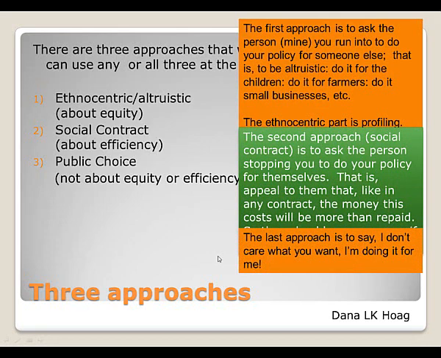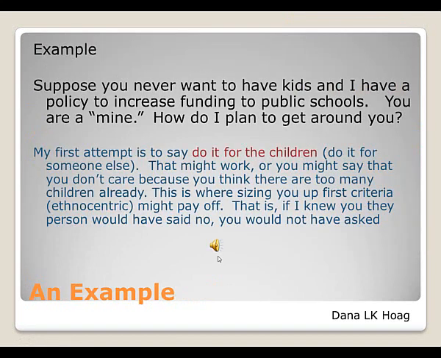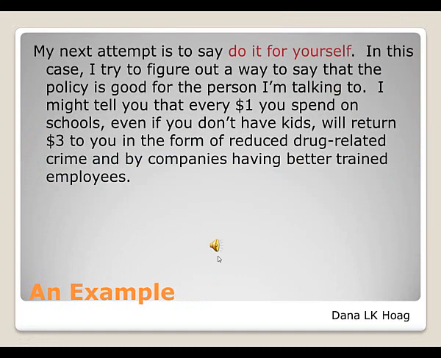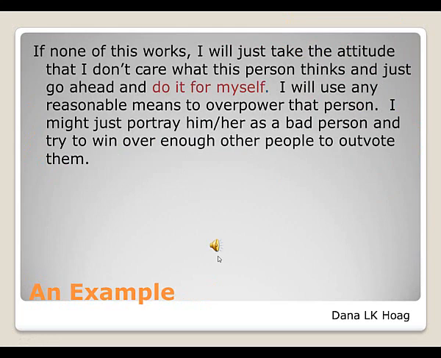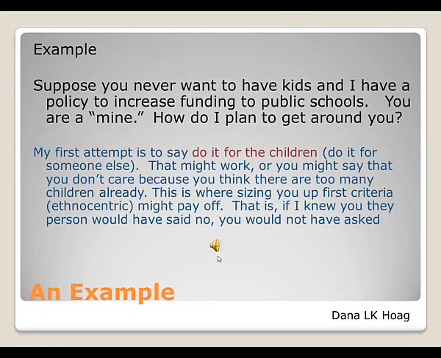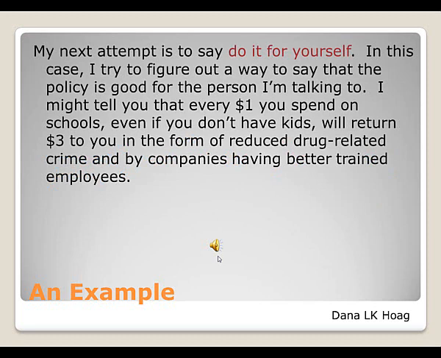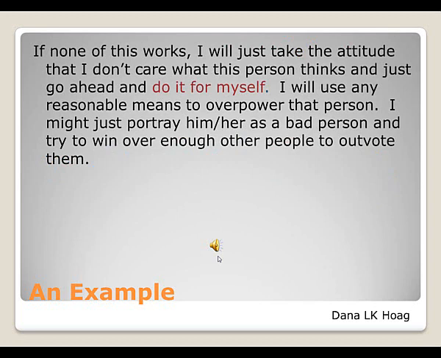Let's skip through these quickly because I just explained these verbally. Again, this is the example I just went through, so let's skip through that. Actually, let me make this point. So I run into that person, and again, the first option is do it for the children, as you see in red. The second option is do it for yourself. And the third one is do it for me.